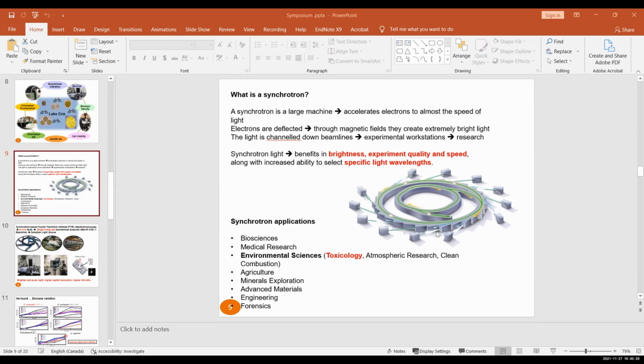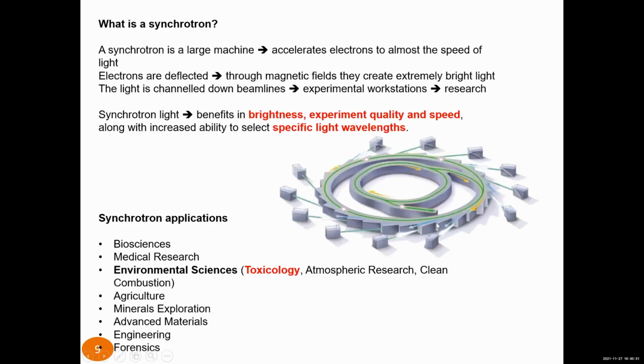Synchrotron has very wide applications in bioscience, medical research, and materials and environmental science. Some researchers have used synchrotron-based technologies to study toxicity, just using animal tissues or human tissues. They want to see how those animal tissues have been affected, like in their proteins, lipids, those molecule components.